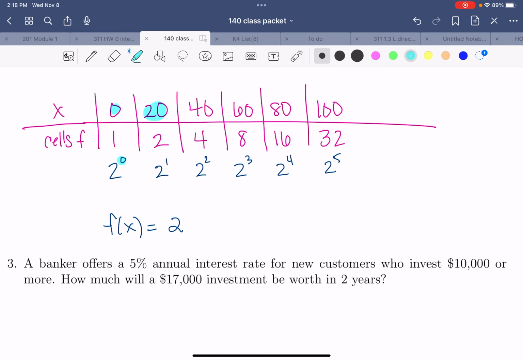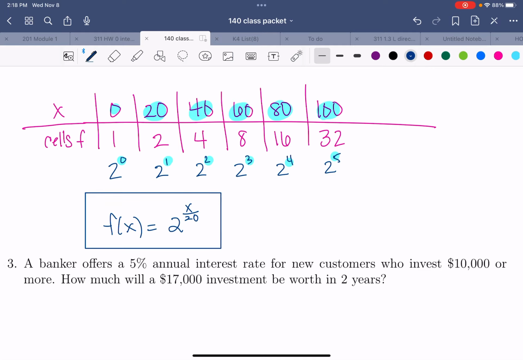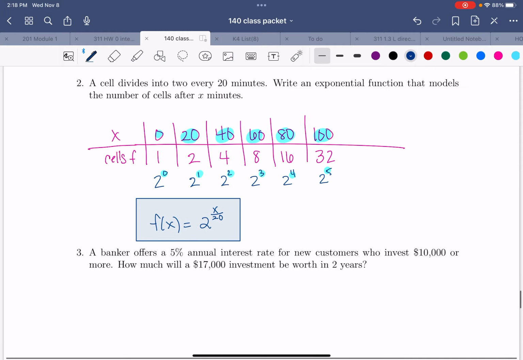I want to somehow do something with the 20 and get 1, with the 40 and get 2, with the 60 and get 3, with the 80 and get 4, with the 100 and get 5. So in each case, what I'm doing to go from 20 to 1, 40 to 2, 60 to 3, I'm dividing by 20. So if I take my x value and I divide it by 20, I get the power on the 2. So that means that my power is going to be x divided by 20. And that's going to represent the number of cells after x minutes.